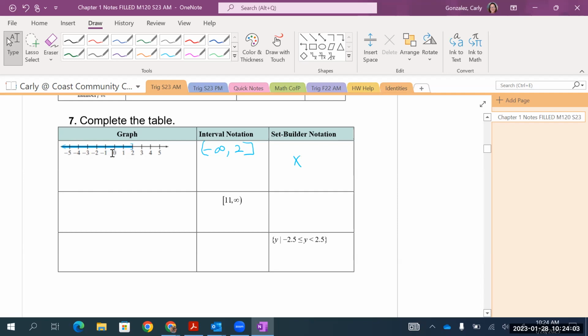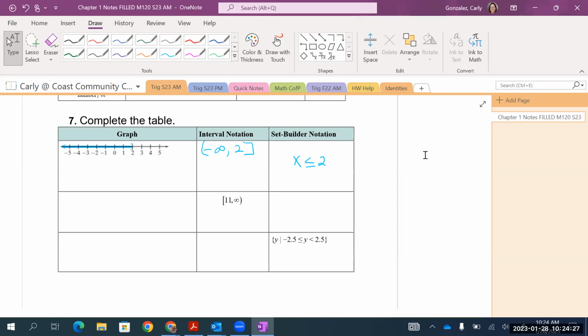Well, 0 is less than 2, right? All of these numbers over here, negatives, are all less than 2. So is 1. So x is less than 2, but the bracket is going to include 2. So we show that by x is less than or equal to 2. And that is an inequality.